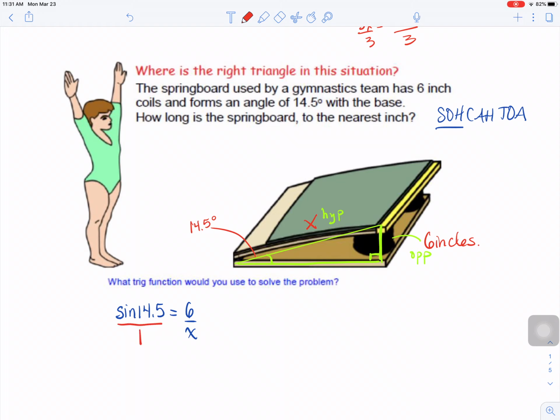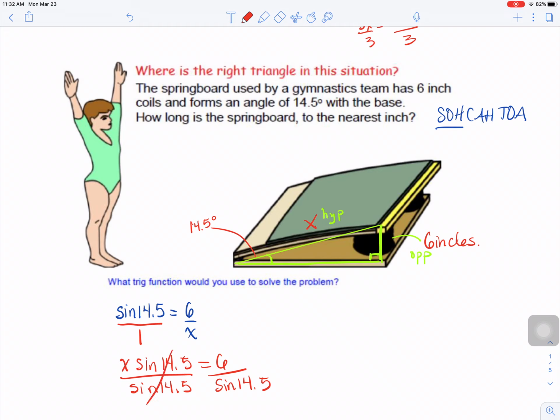Put your function and angle over 1 and cross multiply. So we get x times the sine of 14.5 is equal to 6. What do we do when we get to this case? This is where people have been asking me, what do I do to solve this? Divide by the sine of 14.5 on both sides.